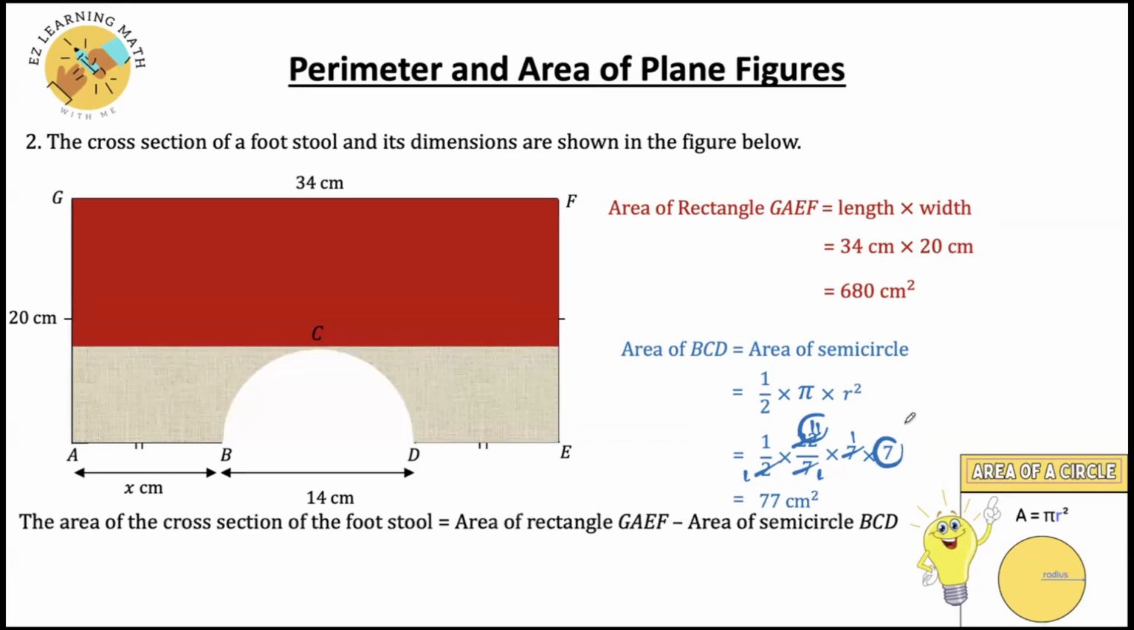So the area of the cross-section of the footstool is the area of rectangle GAEF subtract the area of semicircle BCD. So 680 subtract 77. And the answer is 603 square centimeter.